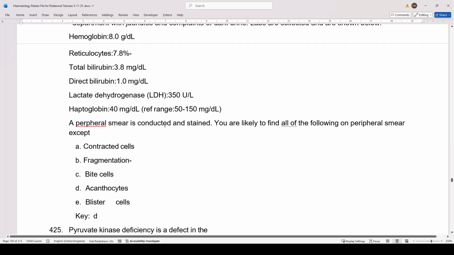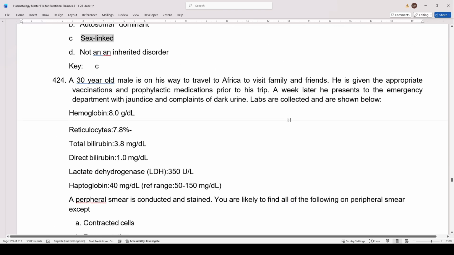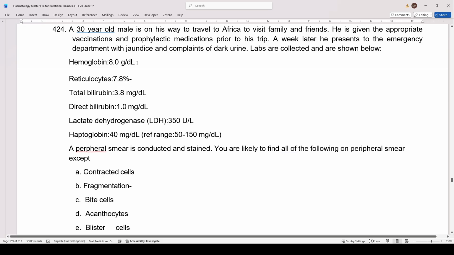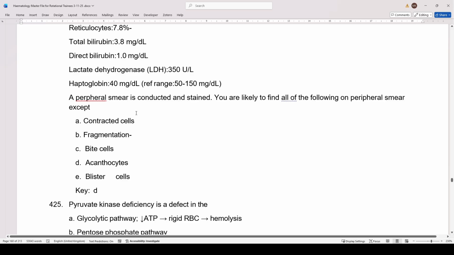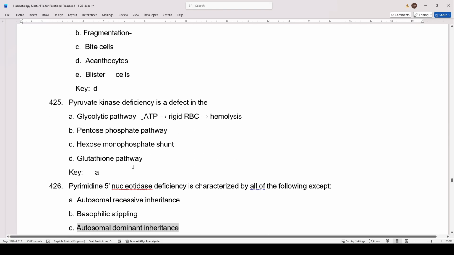A peripheral smear is conducted and stained. You are likely to find all of the following on the peripheral smear except. So this is a case of G6PD deficiency again, and we see hemoglobin is less, reticulocyte count is raised, haptoglobin low, so it's the intravascular hemolysis. What we see in the smear, we can see the contracted cells, we can see mild fragmentation, we can see bite cells, blister cells, but we don't see acanthocytes here. So we have to select D.